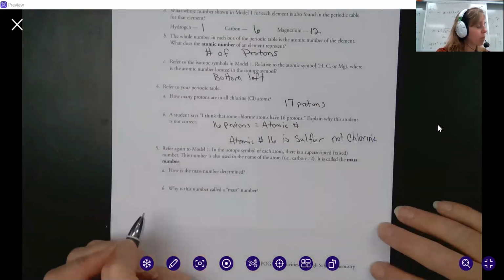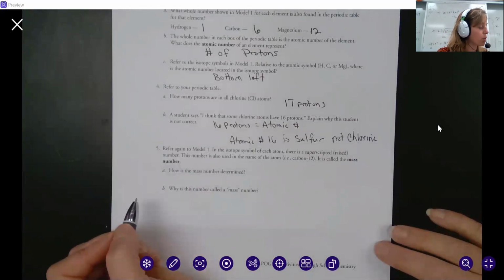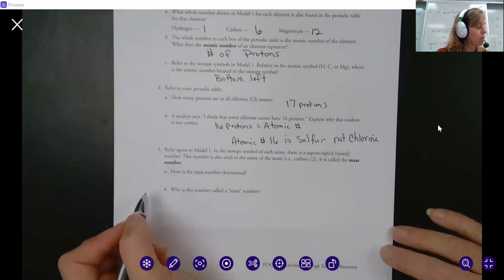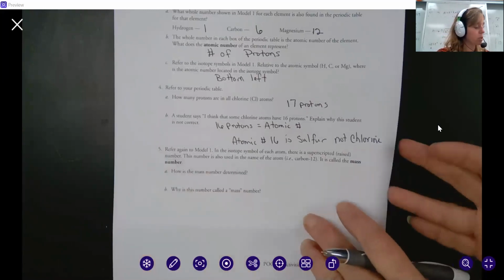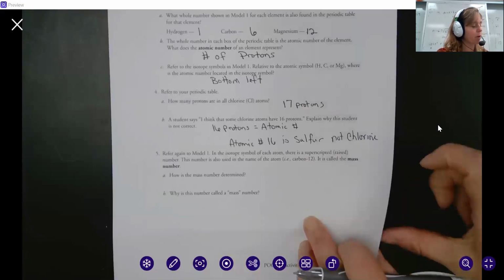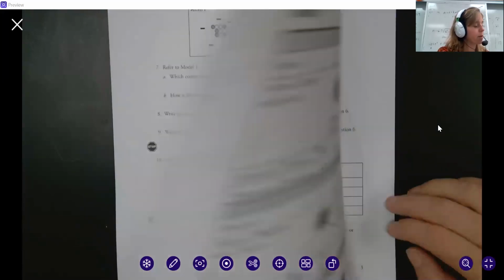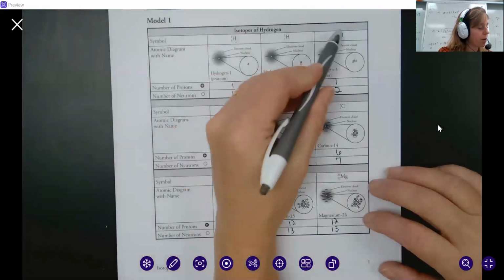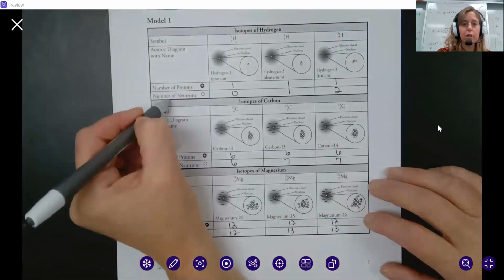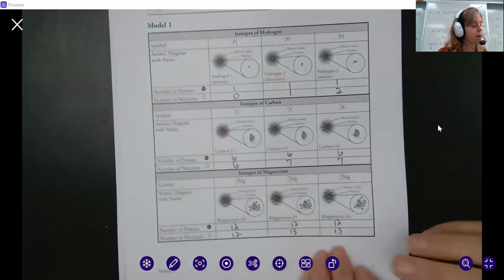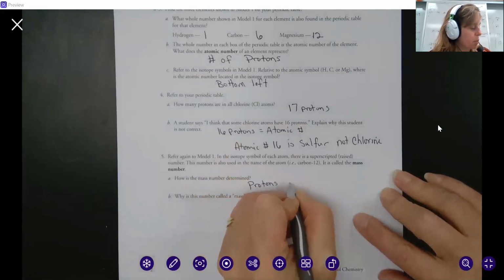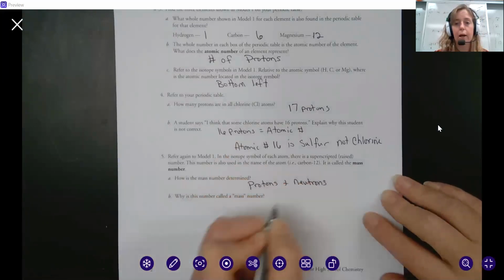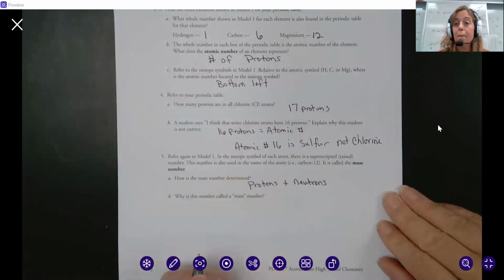All right, refer again to model 1. In the isotope symbol of each atom, there is a superscripted raised number. This number is also used in the name of the atom. It is called the mass number. How is the mass number determined? If you look at model 1, you will see that the mass number here and here and here is the total number of protons and neutrons. If you add them together, that's where you get the mass number. So how is the mass number determined? It's protons plus neutrons.